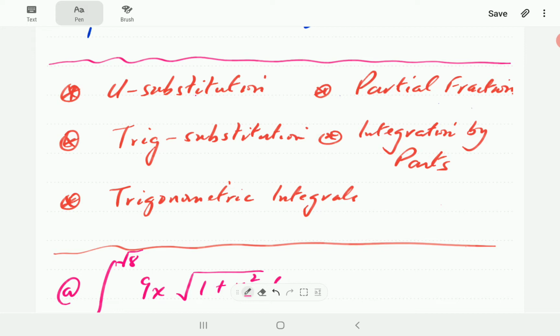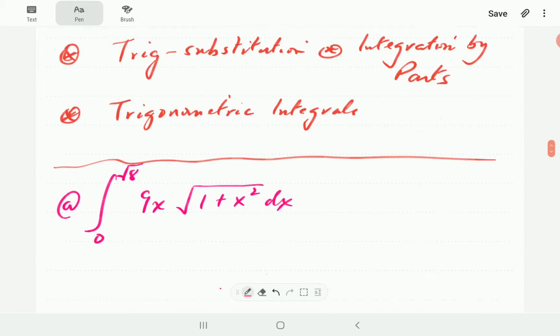Of course, we have done a series of videos on each of these methods. We shall put the link accordingly as we come across each one of them. All right, so let's go to part A.